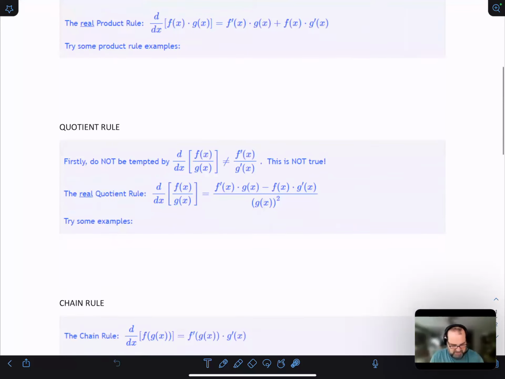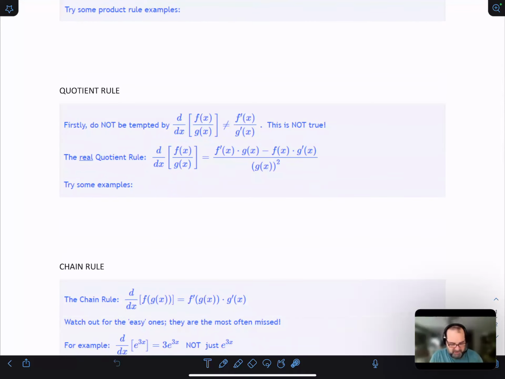All right, then. Naturally, next we have the quotient rule. The quotient rule tells you how to do the derivative of f divided by g. And again, most importantly, remember it is not f prime over g prime. It is a bit more complicated formula, something like this. So again, take a minute here and try a couple of these for practice.